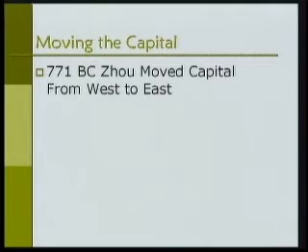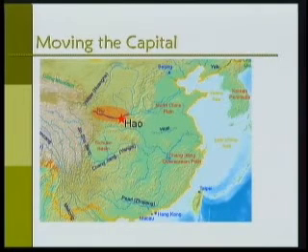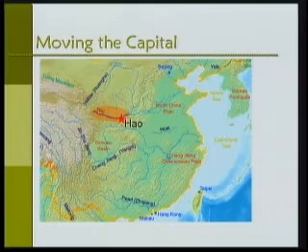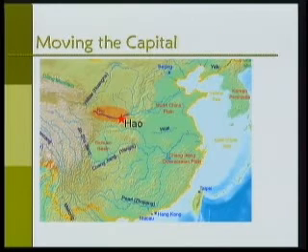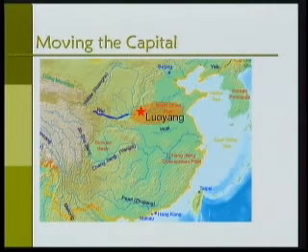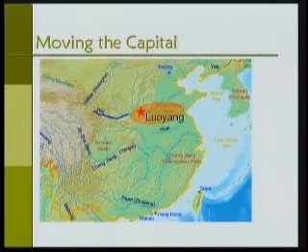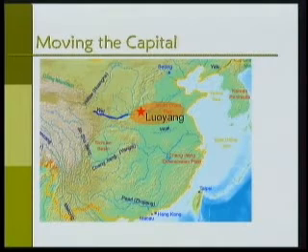In about 771 BC, the Zhou people moved the capital from west to east because the west was not safe. It was occupied by other people, barbarians. So they moved the capital from Hao to Luoyang, that is in the east. There is Hao, the western Zhou place, and from Hao it moved further east. There it is, Luoyang. And now here in the east, a much better agricultural place came under the hands of the Zhou family or the Zhou dynasty.